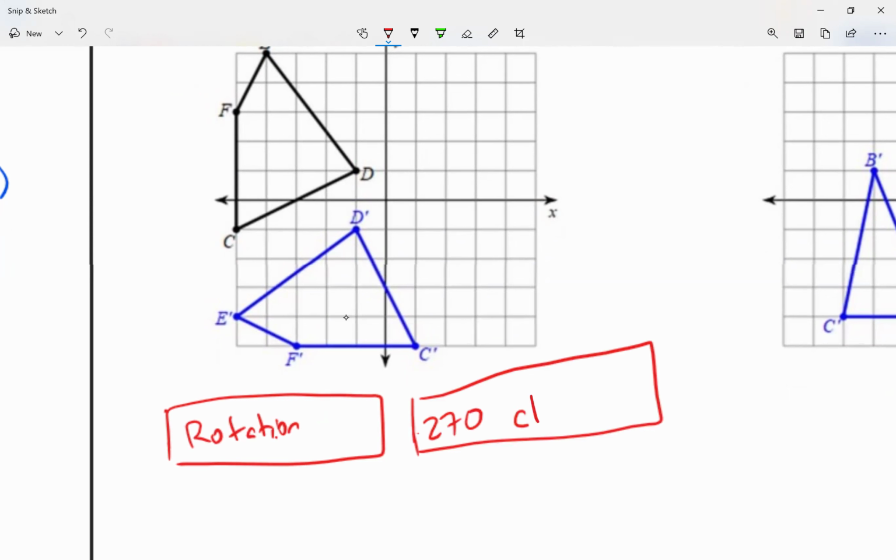270 clockwise. Now, some of you might say, well, if I would have gone counterclockwise, it's 90 degrees. It's faster. So you could have said 90 counterclockwise. Which one do you choose? 270 clockwise or 90 counterclockwise? It doesn't matter.